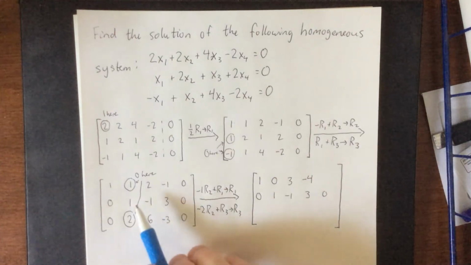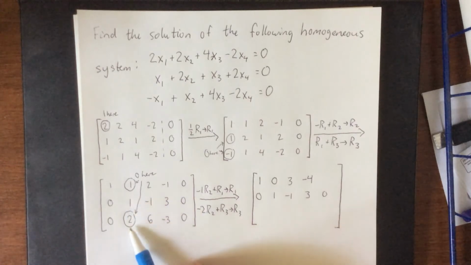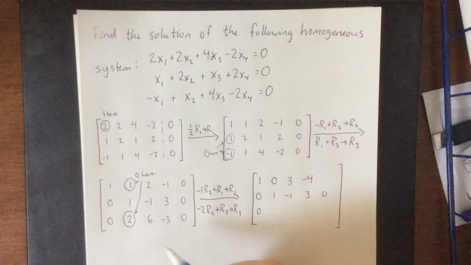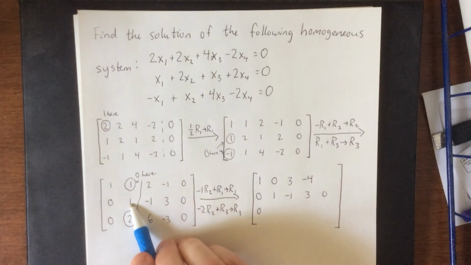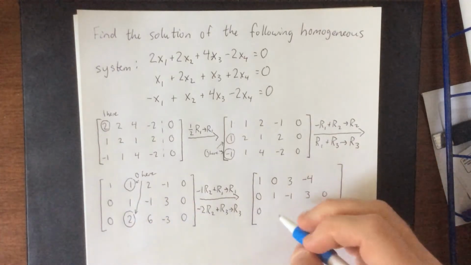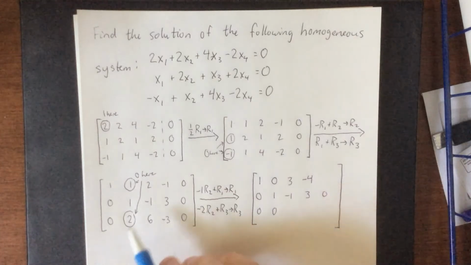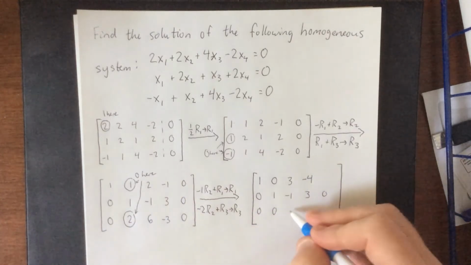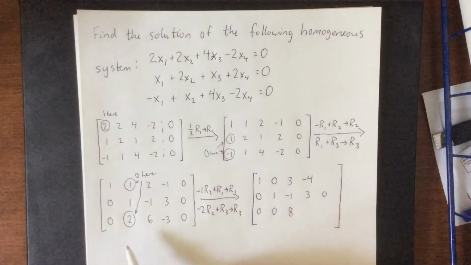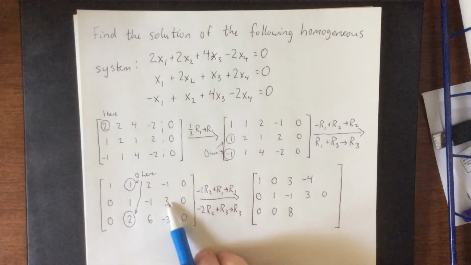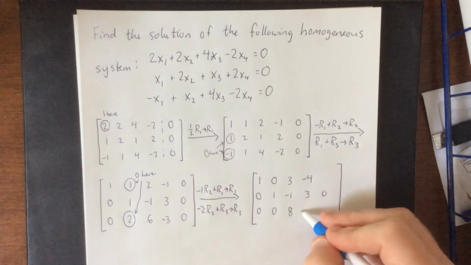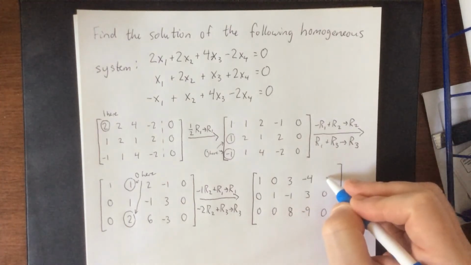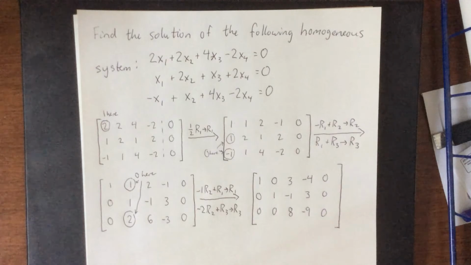Next up, we'll be taking negative 2 times the second row and adding to the third row. So combination of zeros will stay 0. Then negative 2 times 1, add to 2, we will get 0. Negative 2 times negative 1, add to 6, we'll get 8. Negative 2 times 3, add to negative 3, we'll get negative 9. And then we'll still have zeros for the other positions.